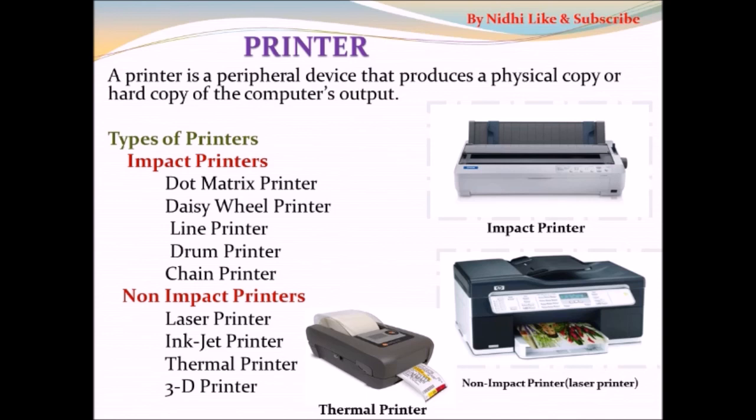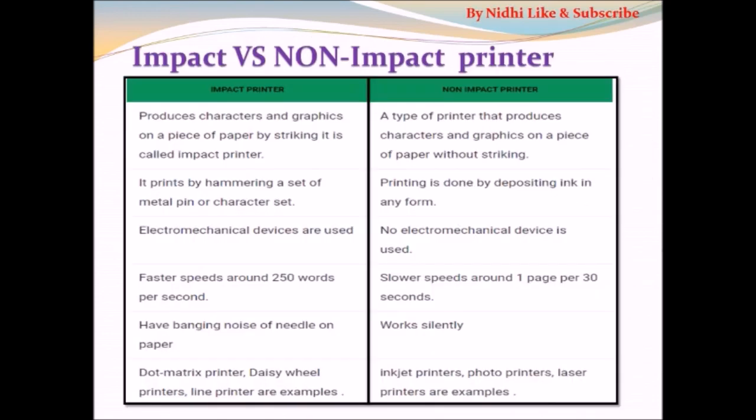So here you can see that impact printers produce characters and graphics on a piece of paper by striking it, and that is called an impact printer. The type of printer that produces characters and graphics on a piece of paper without striking is a non-impact printer. This is the first difference. Second difference: an impact printer prints by hammering a set of metal pins or character set, that is the typewriter mechanism, whereas in a non-impact printer, printing is done by depositing ink in any form.